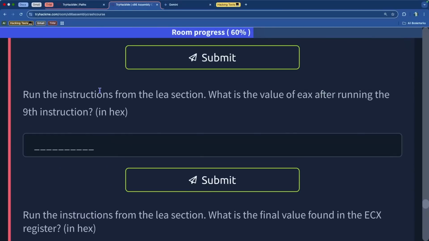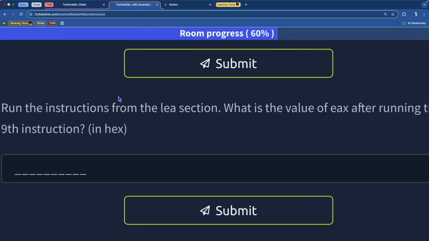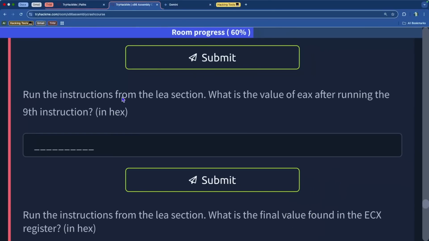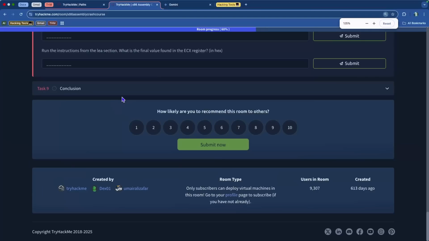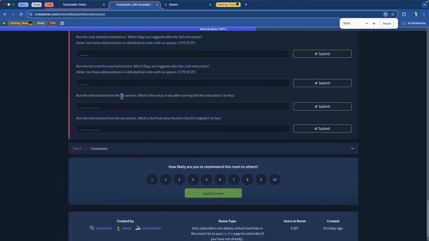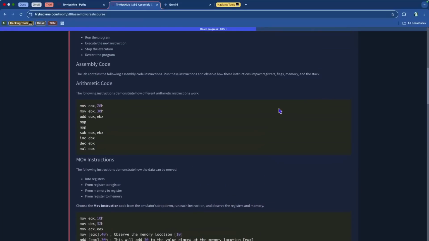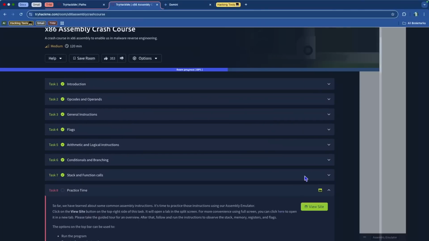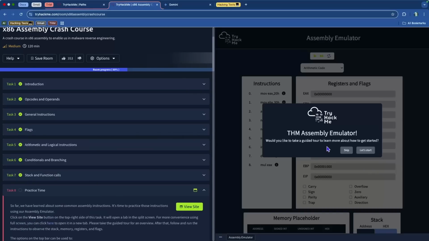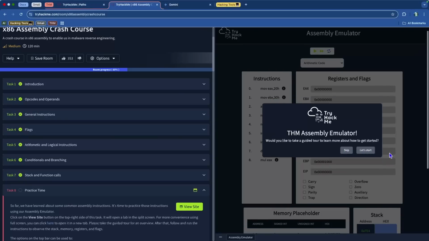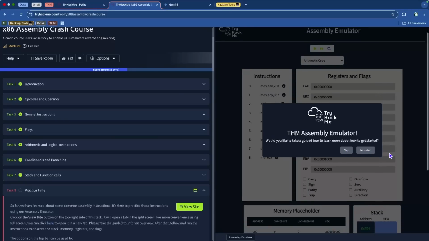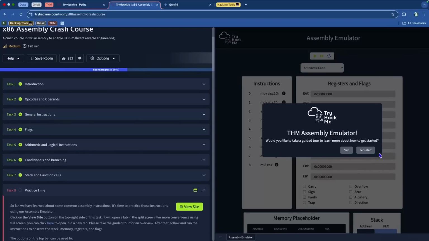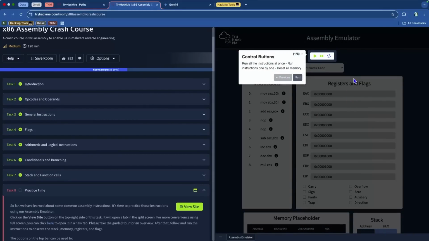So what I'm going to do is zoom out and click the view site button so that we can actually access the site and run the commands. And let's see, would you like to take a guided tour to learn more? Yeah, why not? So we'll take a guided tour, kind of understand what's going on, and then we will make modifications and see what the results are. So let's see what the guided tour is.